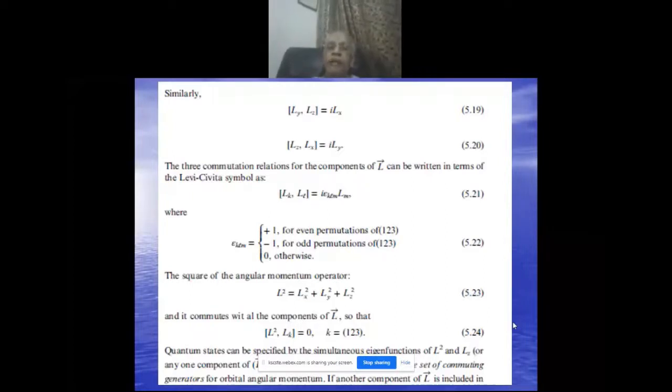Or if you put them all together, making use of the tensor notation of what is known as the Levi-Civita symbol, the commutation relation 5.21 is Lk, Ll equals i epsilon klm Lm for all k, l, m equal to 1, 2, 3, because we are in a three-dimensional world. So Lx, Ly, Lz are L1, L2, L3, the three components. Now the operator which is the length of the angular momentum vector: angular momentum is a vector, therefore the square of the length of this vector is L squared, which is Lx squared plus Ly squared plus Lz squared.